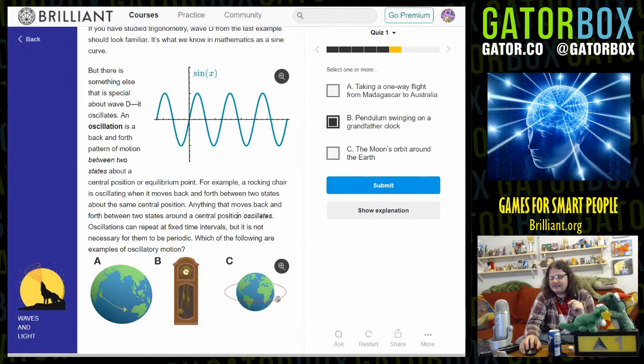Okay, so B is one of the correct answers here. Oscillations can repeat at fixed time intervals. Okay, A is not one of the correct answers because it's still only moving in one direction. So I feel like if you flew from A to B and then flew back from B to A, that would qualify as an oscillation.